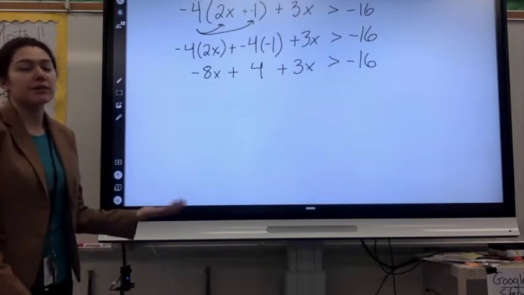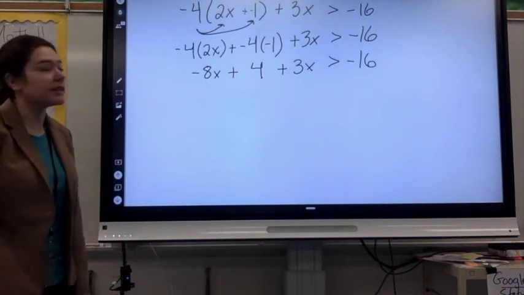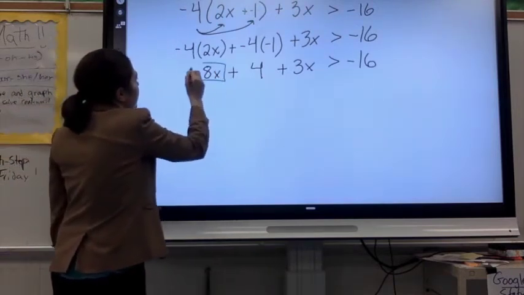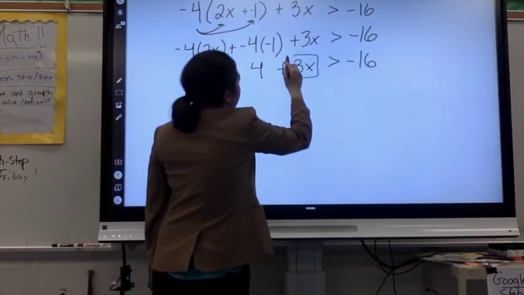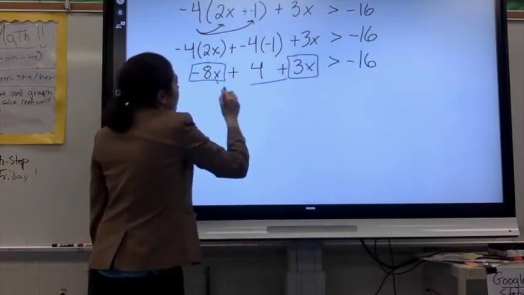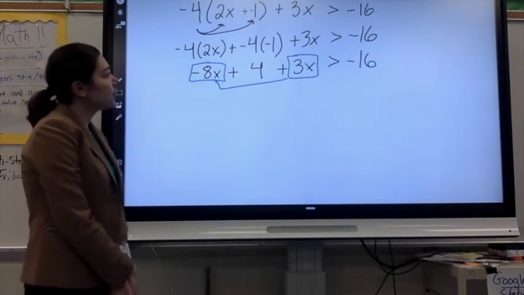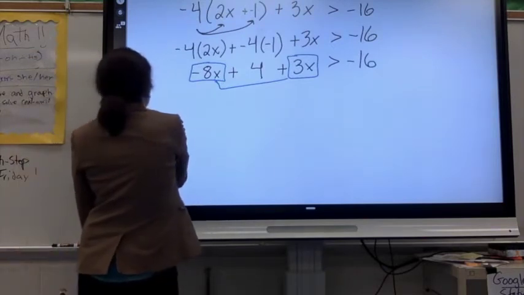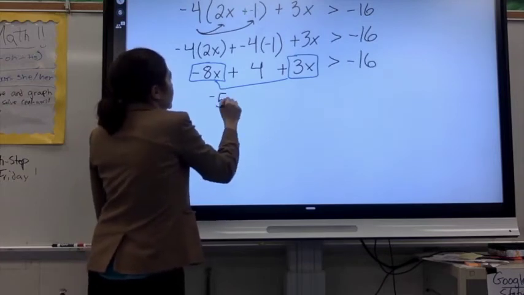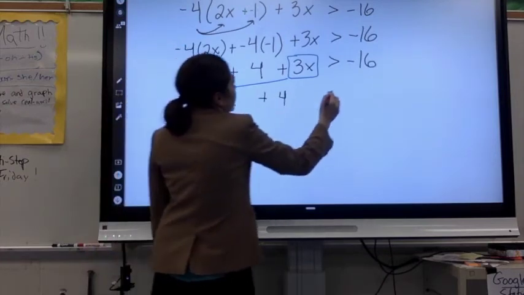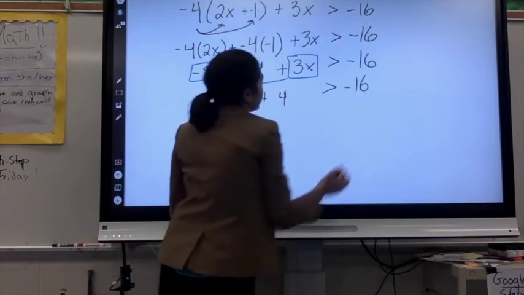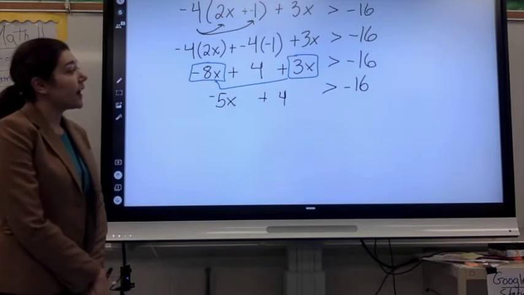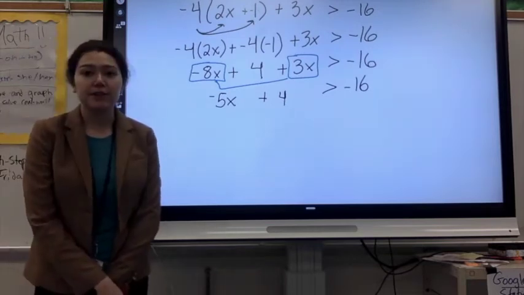Let me go ahead and combine like terms, again only thinking about the sides of the inequality separately. So on the left-hand side, I have a -8x and a +3x. So I'm going to combine those together. -8 plus 3 is -5, so I'm going to get -5x plus 4 is greater than -16, by combining like terms. And now I have a two-step inequality that I want to go ahead and solve.